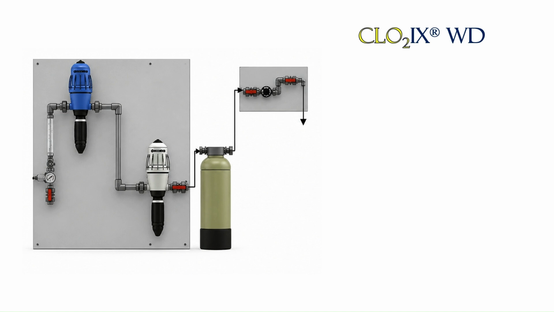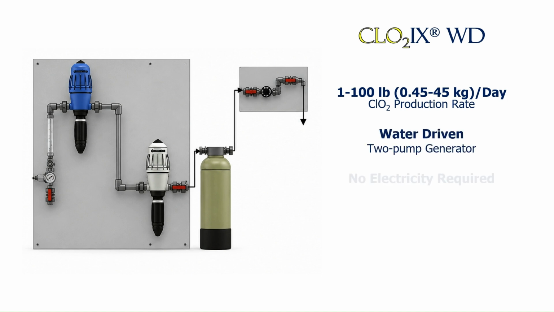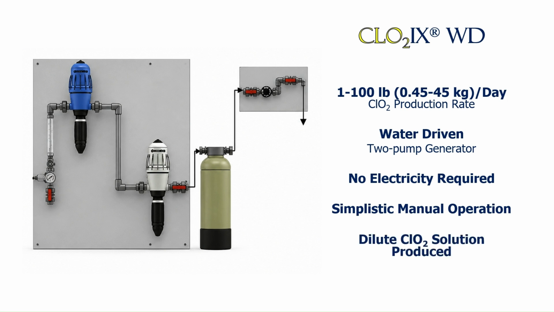The WD generator has a chlorine dioxide production rate between 1 and 100 pounds per day. It is water-driven and does not require electricity. This makes it a simple and reliable option for many industrial applications.